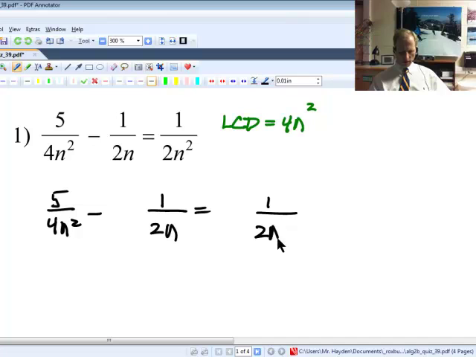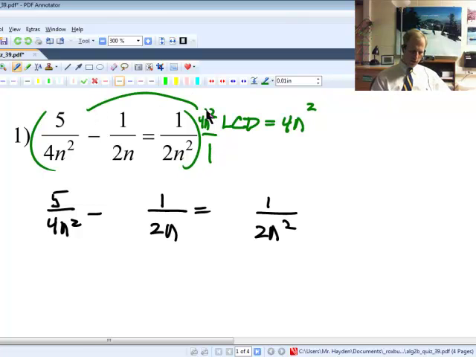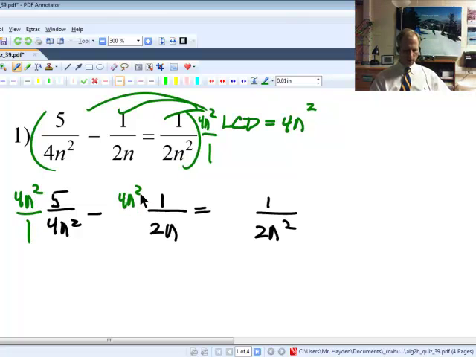in front. So, because I'm going to be distributing 4n squared over 1 to each of the three terms. So now I write in the LCD over 1, and now I'm ready to cancel out terms that appear in both the numerator and denominator.